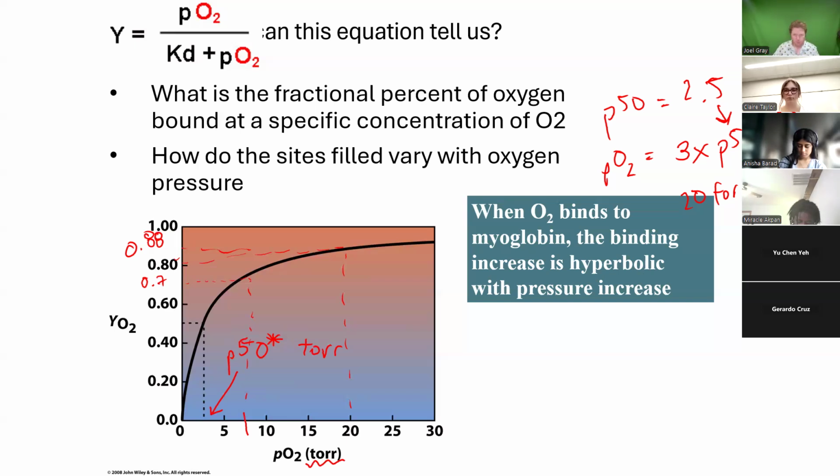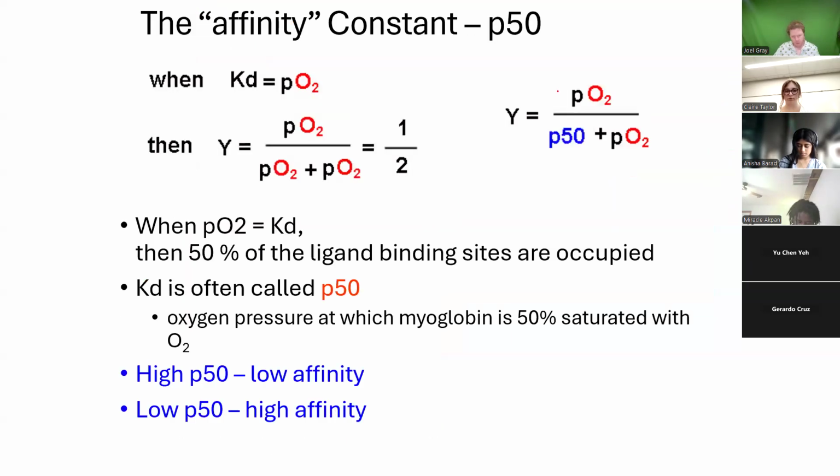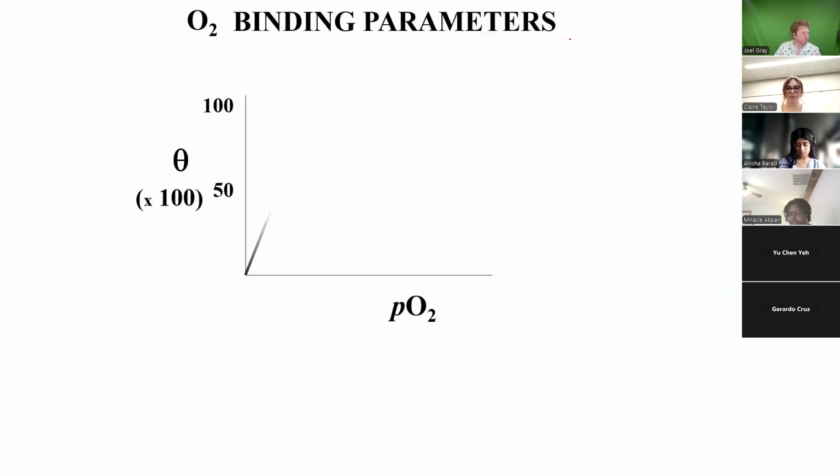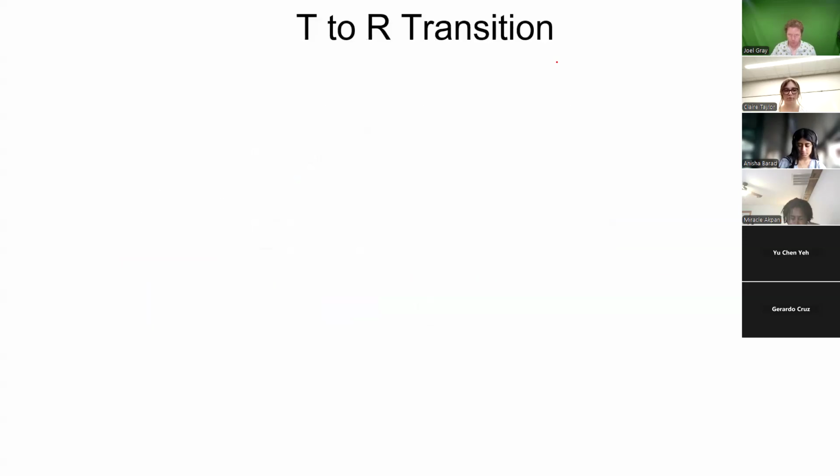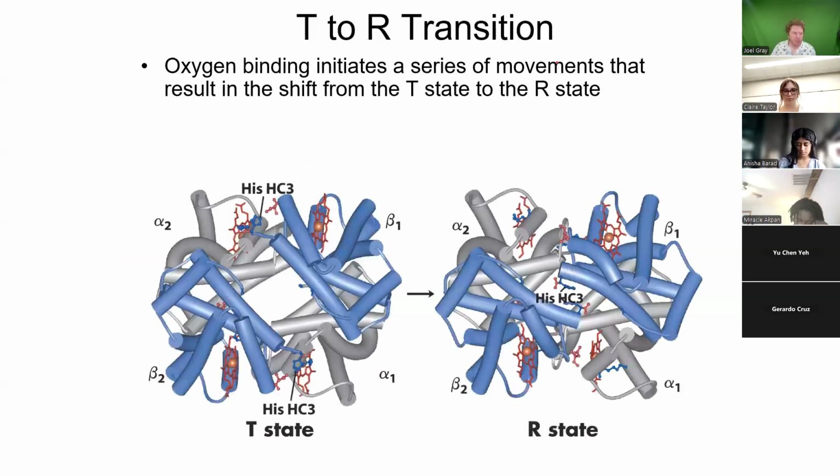Okay, so here we are. We did all this. High P50, low affinity; low P50, high affinity. I always think about it as low P50 is good, high P50 is not good. Now, that's painting with a broad brush, but it's a good general rule of thumb. We looked at all that. Then we got into this T and R transition.